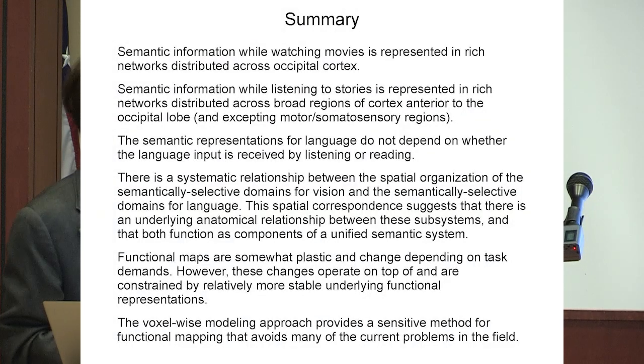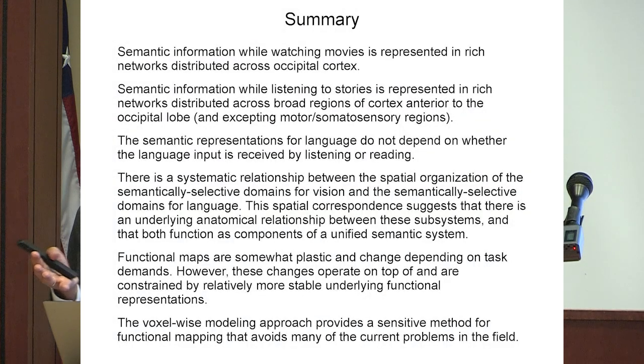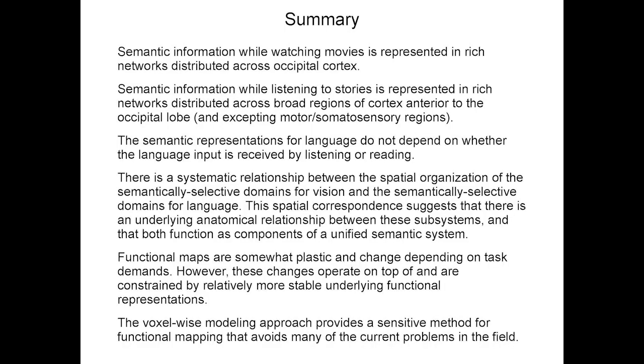All right, so I told you that semantic information is broadly distributed in these networks for vision and for language. These networks are very, very rich. They obviously reflect long-term knowledge that you have about the world. And this knowledge does not reside in one location for one concept. It's broadly distributed in these very rich interacting networks. There's a systematic spatial relationship between the functional subnetworks for semantics in vision and the functional subnetworks for semantics in language. And this probably means that these networks are related to each other and that they're closely anatomically coupled.